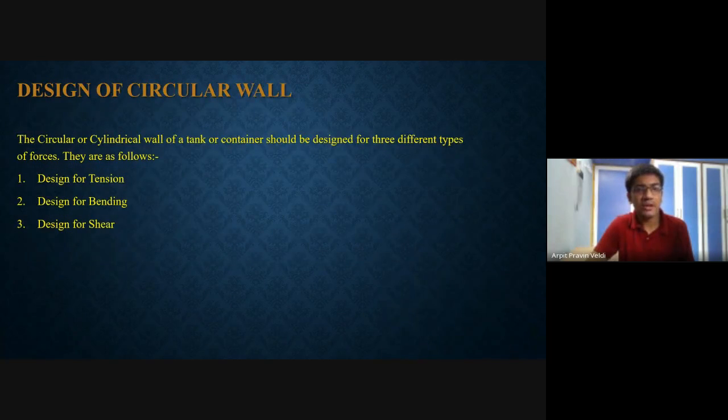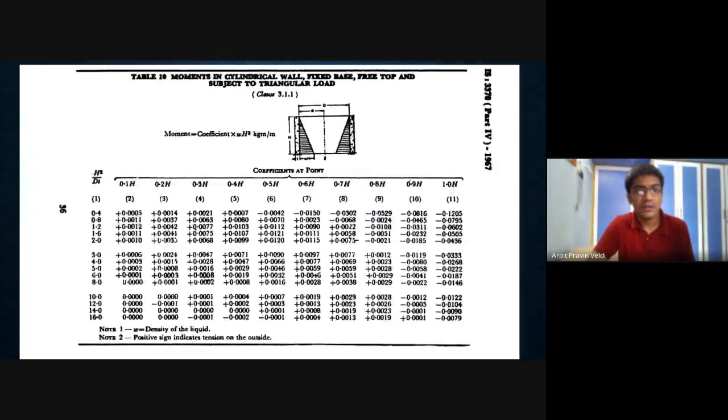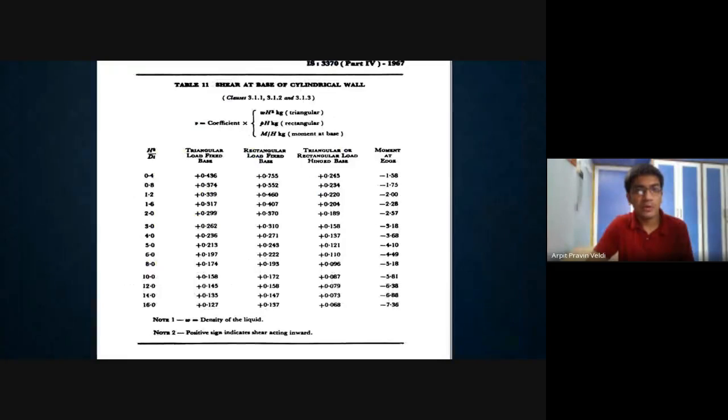Then the design of circular wall. The circular or cylindrical wall of a tank or a container should be designed for three different types of forces. They are as follows: design for tension, design for bending, design for shear. For design of tension, we use table number 9 from IS 3370 part 4. For design for bending, we use table number 10. And for design for shear, we use table number 11.